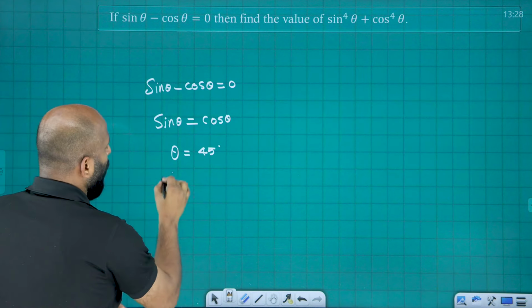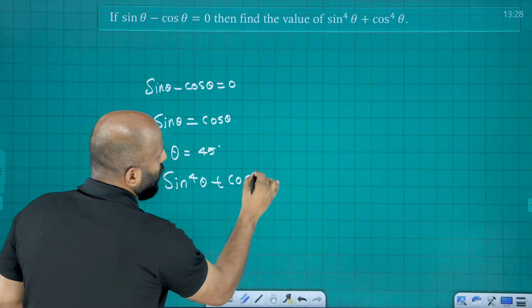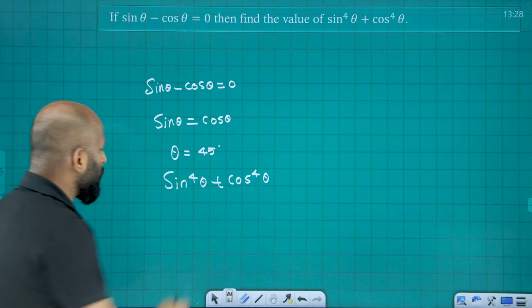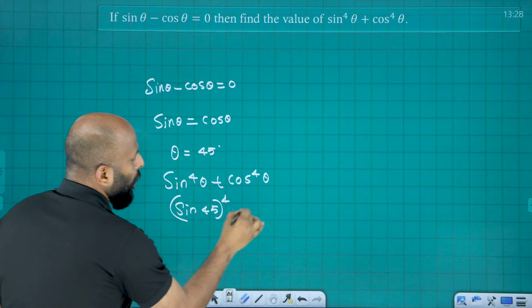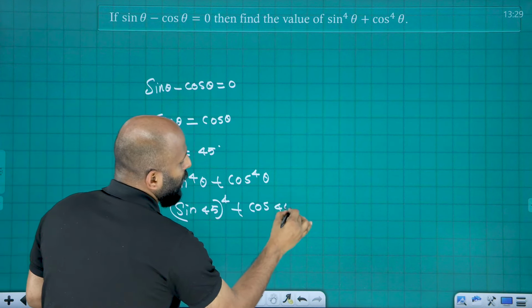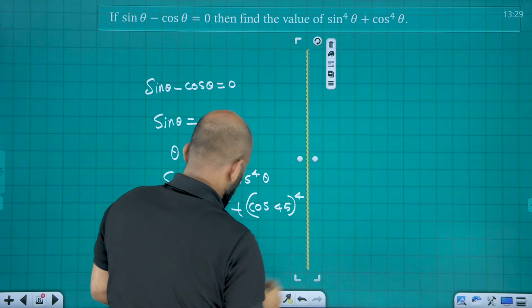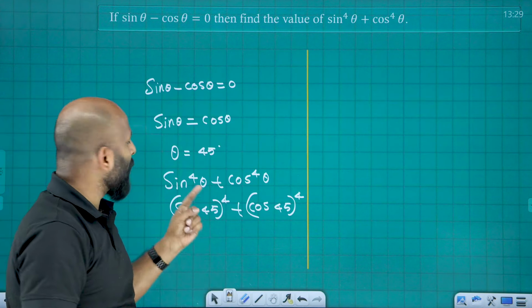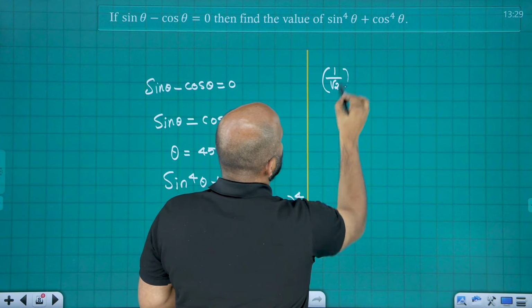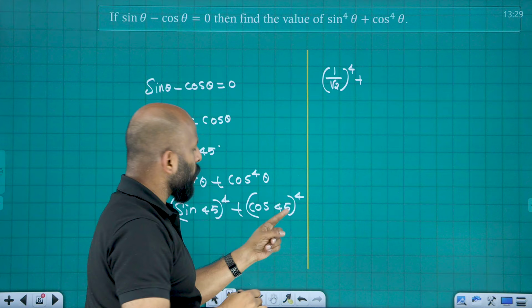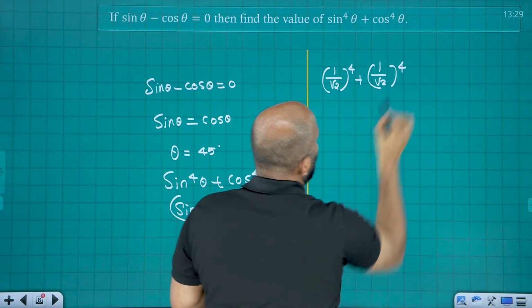Now here we need to find sin raised to 4 theta plus cos raised to 4 theta. Now this one I can write as sin 45 degree whole raised to 4 plus cos 45 degree whole raised to 4. Now what is sin 45 degree? Sin 45 degree is 1 by root 2 whole raised to 4 plus what is cos 45? That will become 1 by root 2 whole raised to 4.